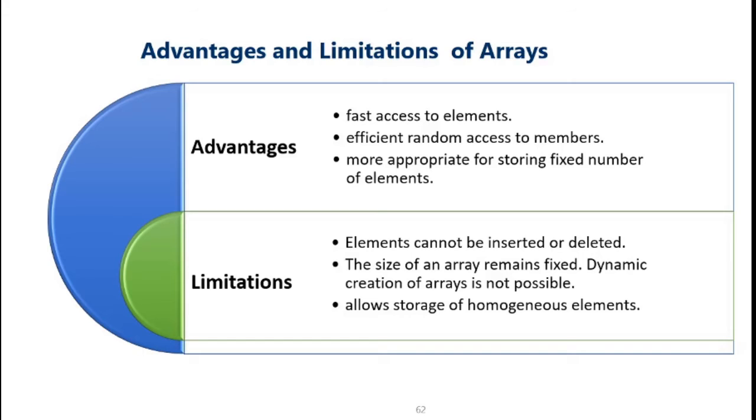So elements cannot be inserted or deleted, and the size of the array remains fixed. Dynamic creation is not possible. For dynamic arrays, there is one more new concept that we are going to see on the next slide, that is vectors. And a very big limitation of the array is what? It allows the storage of homogeneous elements. That means it stores values of the same type, or one data type only. You cannot store values of multiple data types.